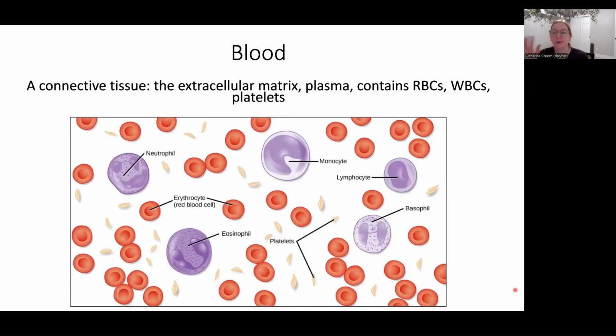What is blood? And we're talking about blood in mammals now. Blood itself is classified as a connective tissue. It's a connective tissue because it has cells in a matrix. The matrix here is plasma, and the cells are red blood cells, white blood cells, and platelets.